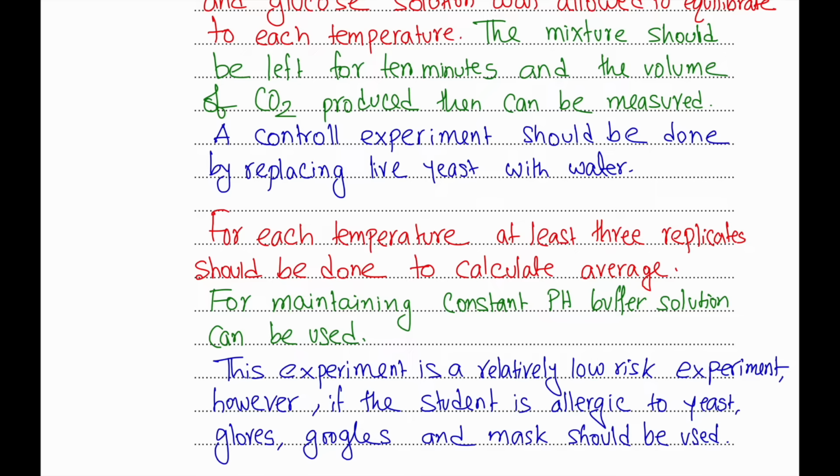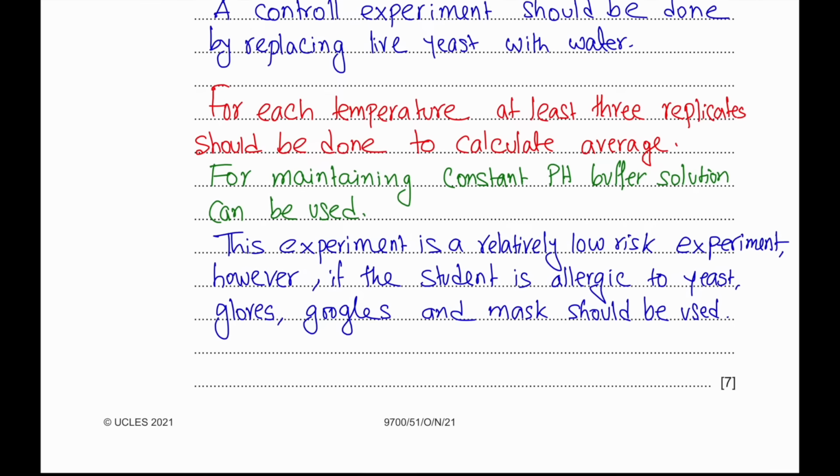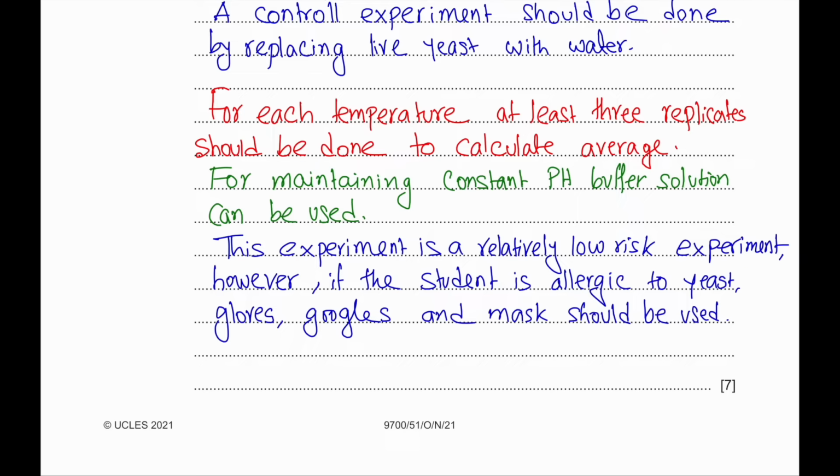For each temperature, at least 3 replicas should be done to calculate the average. For maintaining constant pH, buffer solution can be used. This experiment is a relatively low risk experiment. However, if the student is allergic to yeast, gloves, goggles and mask should be used.